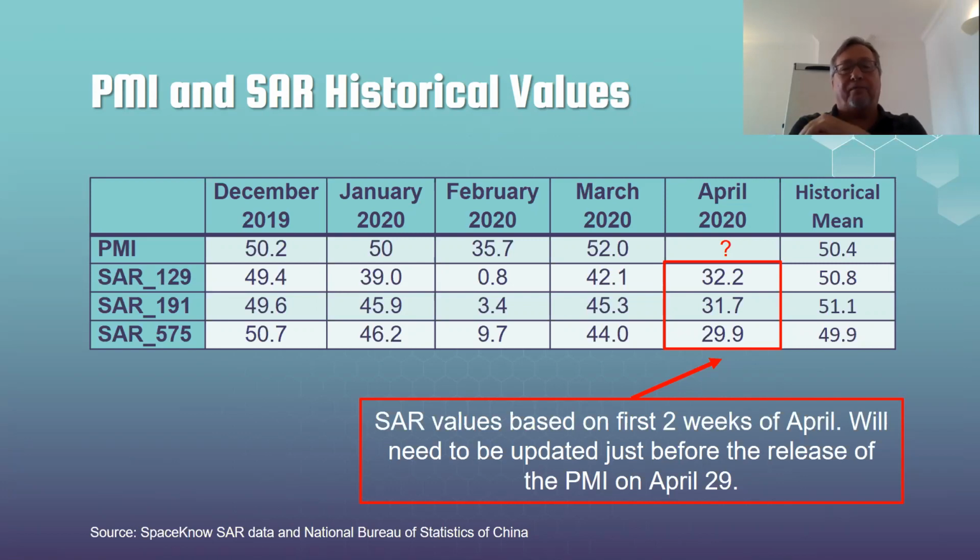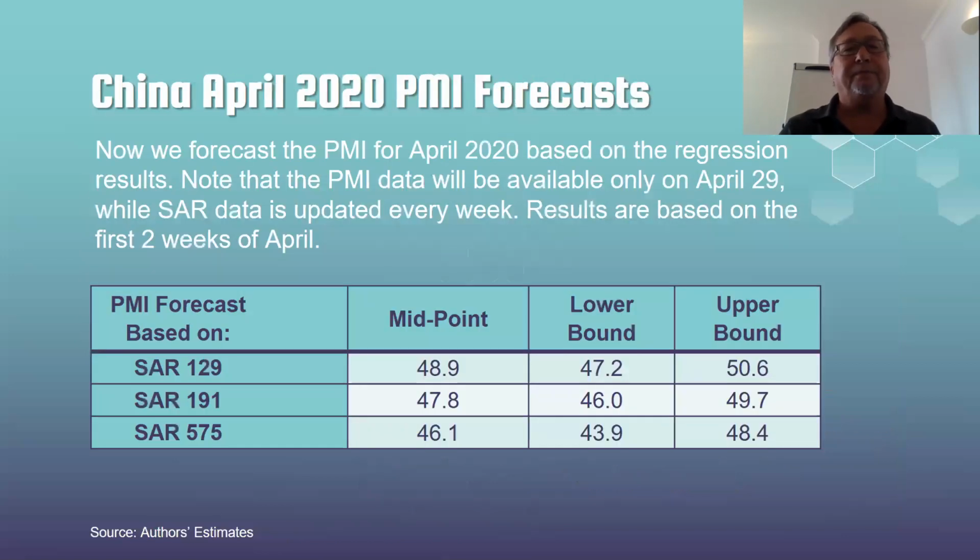So if you look at the different SAR measures, you can see that they all decline a lot in February. The SAR 129 declines the most. It falls all the way from 39 to 0.8, and then recovers to about 42. On the right-hand side, the last column reports the historical mean back to early 2017, just so you can put these numbers into a historical perspective.